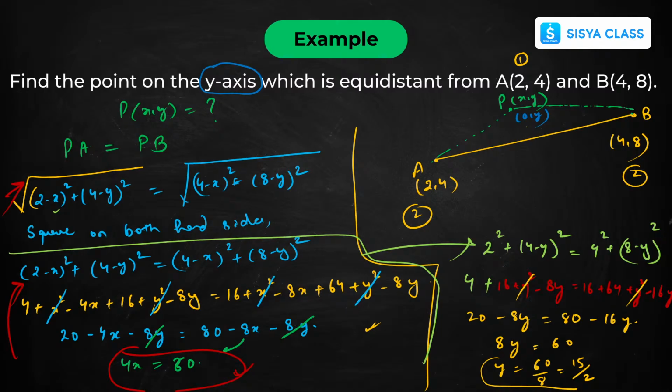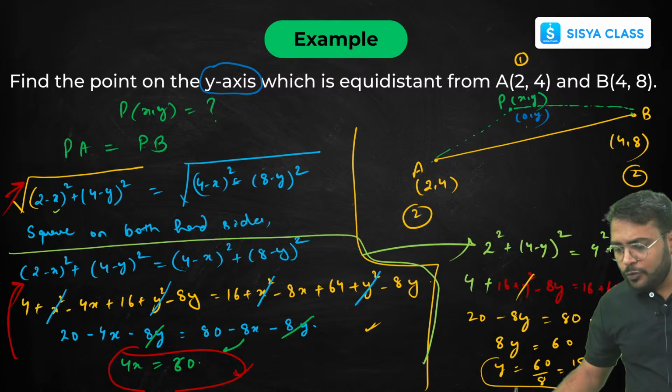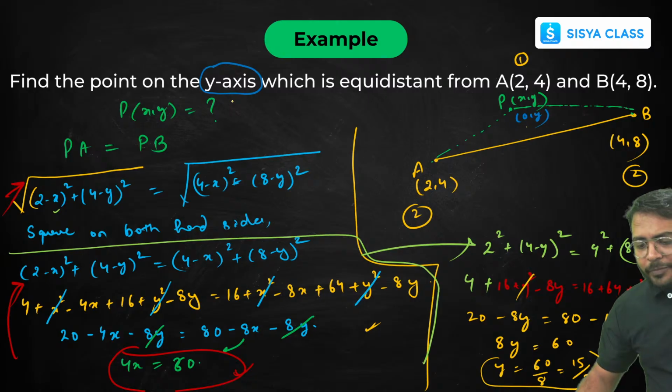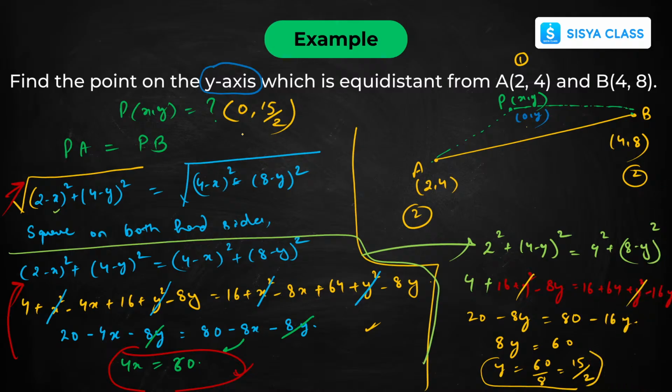So y value beta, what is the answer? Answer is going to be 15 by 2. So that coordinate, the point which we have assumed, the coordinate of that point is going to be beta 0 comma 15 by 2, you can say, or you can say 7.5 also. All right, you can say 7.5, or you can say 15 by 2.